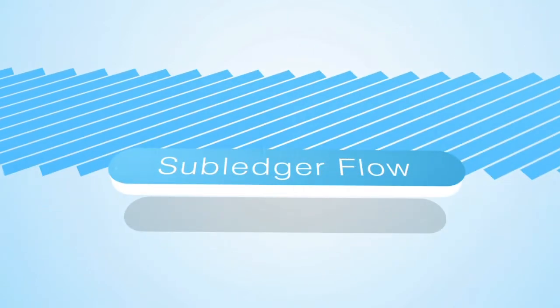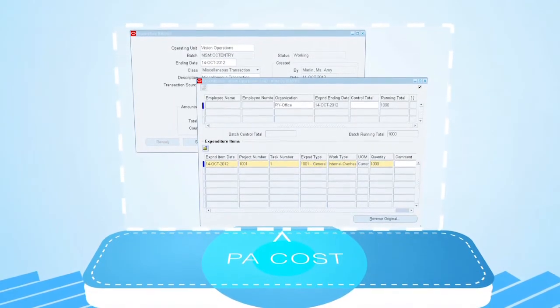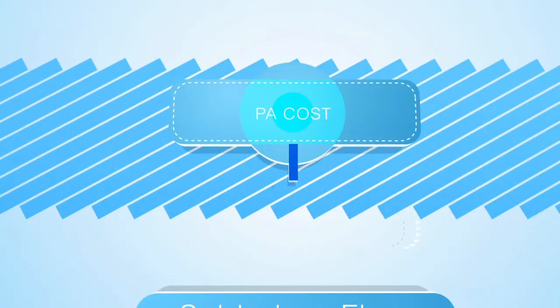An example of the first flow would be if you entered a pre-approved expenditure batch in projects and ran all the processes to interface this expenditure to GL. In the GL, you will see a journal entry with a GL source of projects.